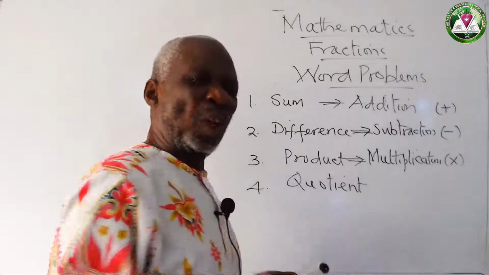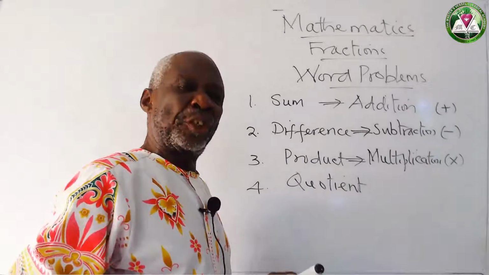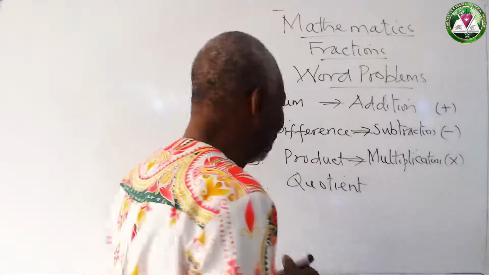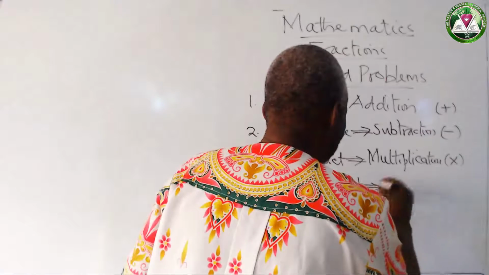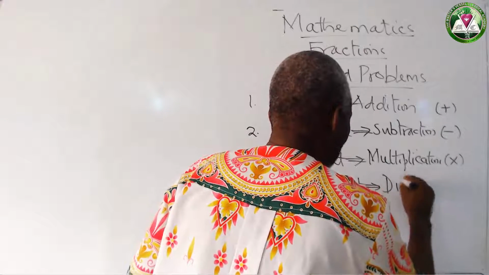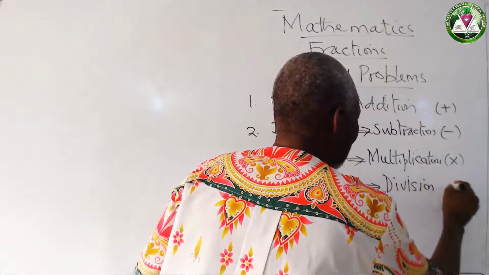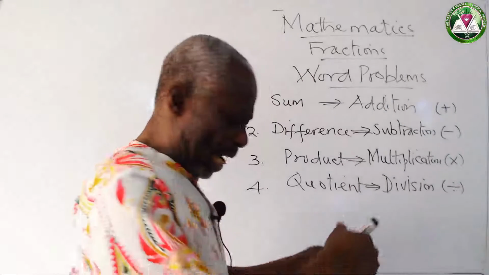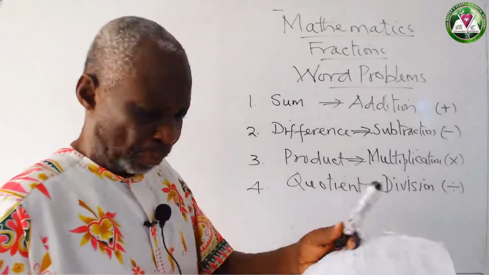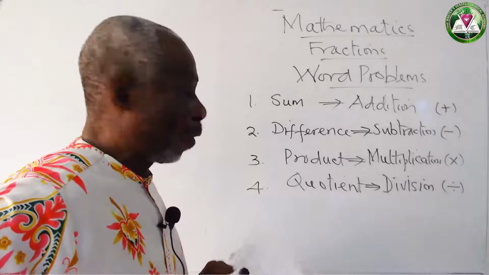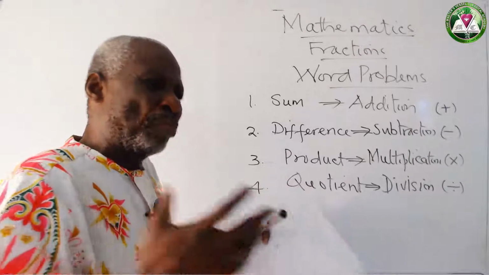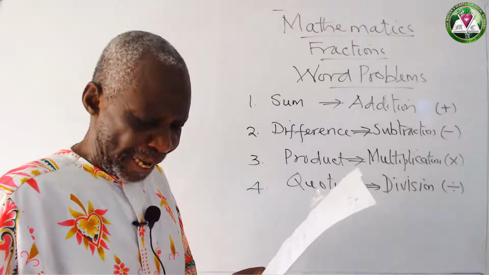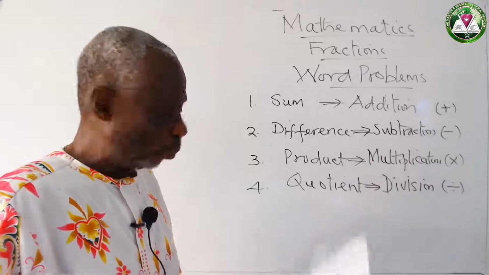Then quotient. Quotient is the answer you get from division. When you divide something by another, the answer you get is called quotient. So this implies that there is division going on, which symbolically is represented by that. Having known these four things, we can then pick some problems and start seeing how we can apply these things in them.